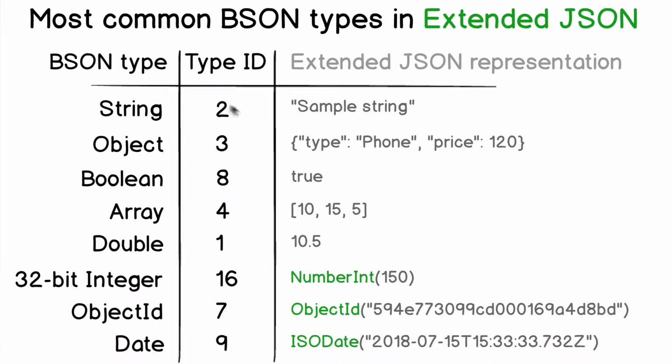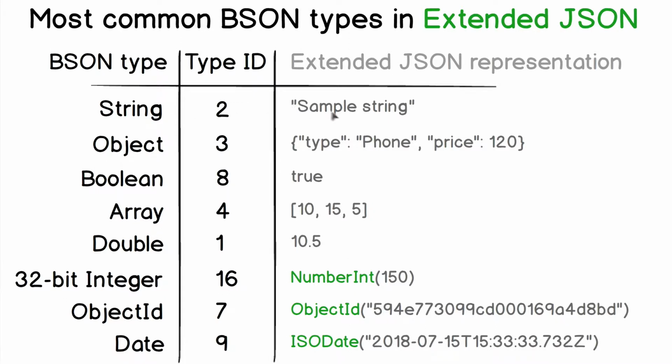In this table, in the first column, you see the BSON type name. In the second column, there is the BSON type ID. And in the third, you see examples of the extended JSON representation of each value type. Let's now look at those most commonly used BSON types. You may see that string, object, boolean, array, and double don't have any prefix. That's because there is a corresponding value type in the JSON format, and there is no need to add additional information such as, for example, NumberInt.